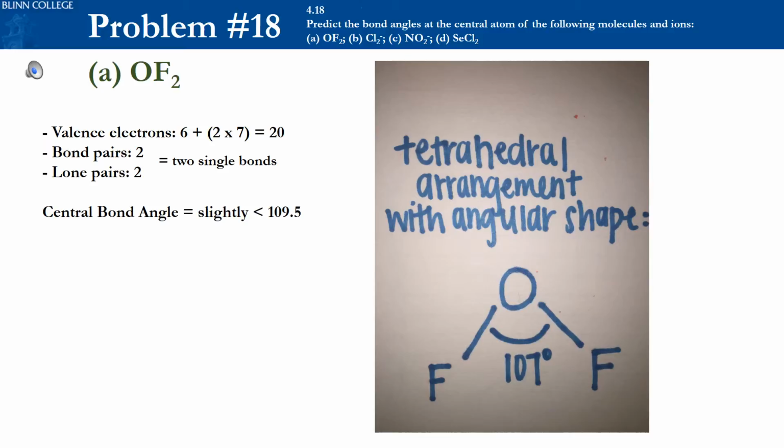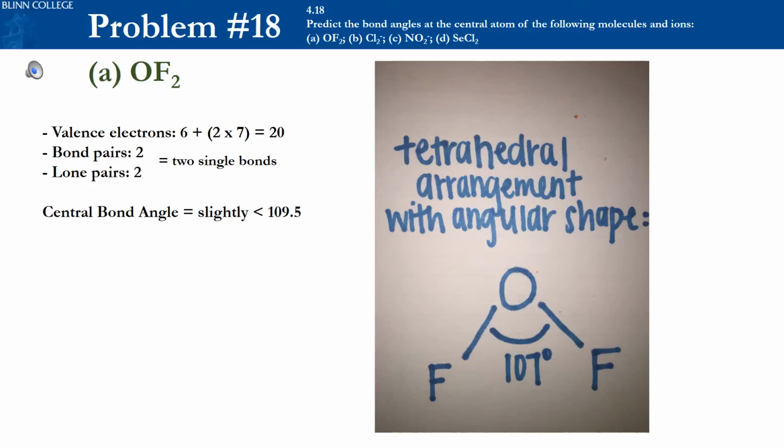So now on to problem number 18. Remember the question reads, predict the bond angles at the central atom of the following molecules and ions. So for part A, we have OF2. In this picture here, I've named the shape, which is a tetrahedral arrangement with an angular shape.